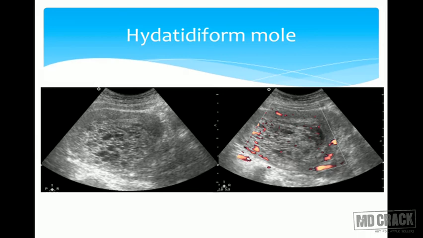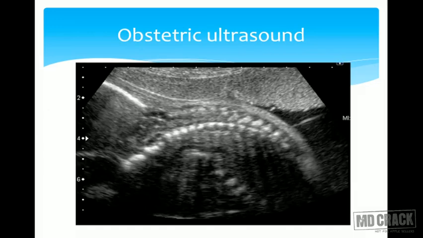Hydatidiform mole. These books describe it as a snowstorm appearance, and it has multiple tiny cysts within the endometrial canal. But nowadays, with increased resolution of the ultrasound probe and better images, that snowstorm appearance is less frequently seen, and you see more of a cluster of grapes sort of appearance. So that's your hydatidiform mole. And when you switch on Doppler, you find significant increase in the vascularity.